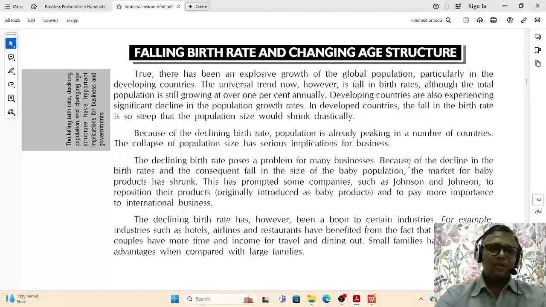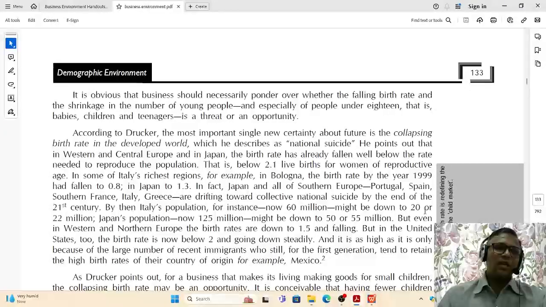The declining birth rate has, however, benefited certain industries. For example, industries such as hotels, airlines, and restaurants have benefited from the fact that young childless couples have more time and income for travel and dining out. Small families have a similar advantage when compared to large families. It is obvious that businesses should ponder whether the falling birth rate and shrinkage in the number of young people, especially people under 18, that is the babies, children, and teenagers, is a threat or an opportunity.